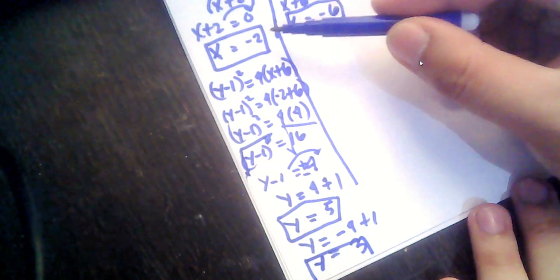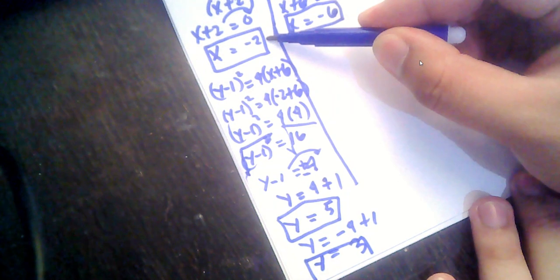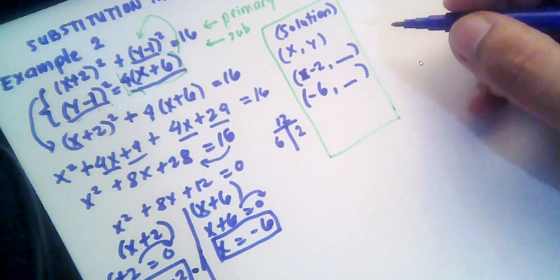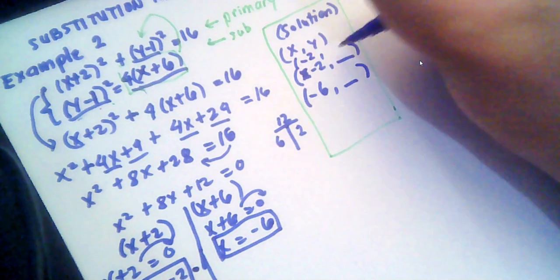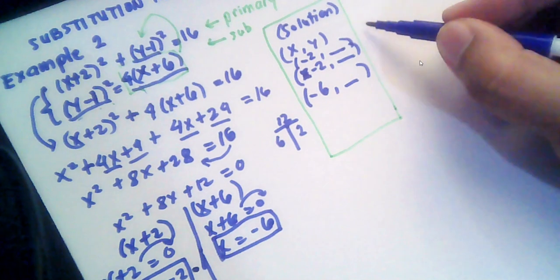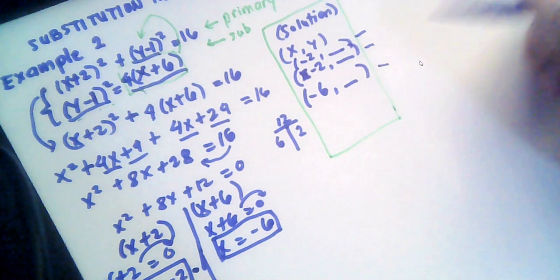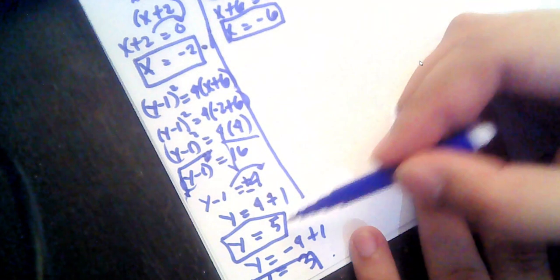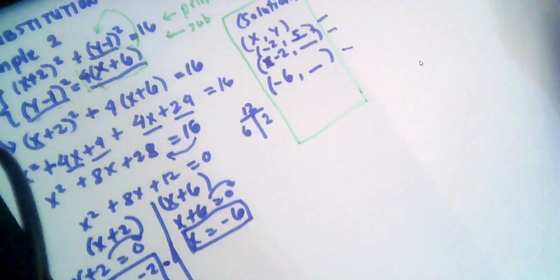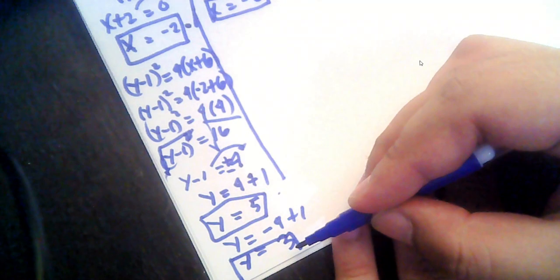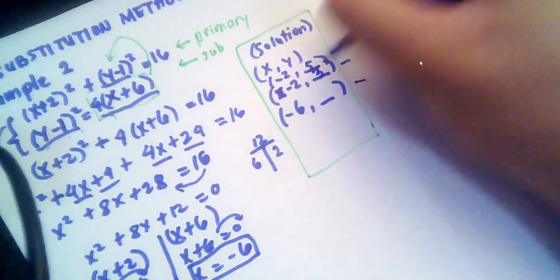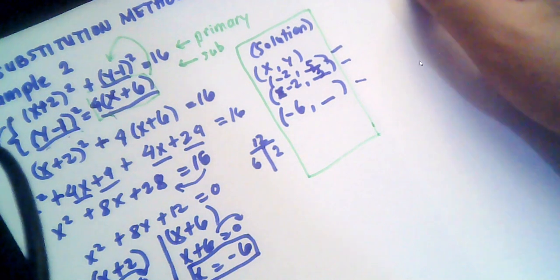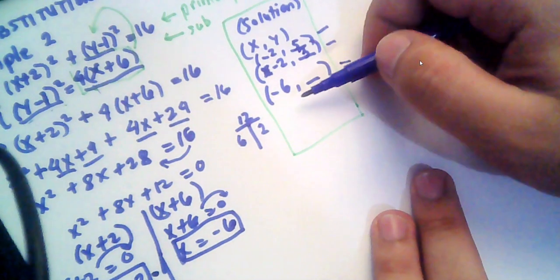Therefore, the pairs of negative 2 are 5 and 3. There are 2 pairs. So we must say we have negative 2 comma blank and blank. Negative 2 is paired with 5, and negative 2 is also paired with 3. So we have the first solution and second solution, but we are going to prove that one later on. So let us first solve for the negative 6.